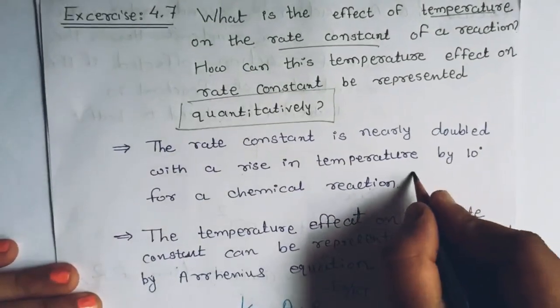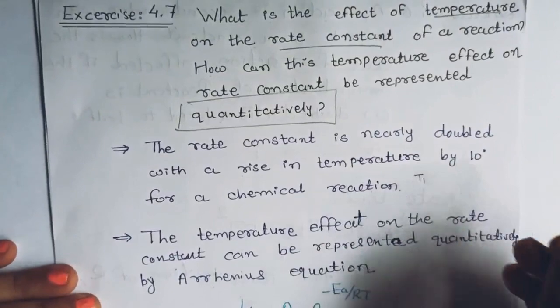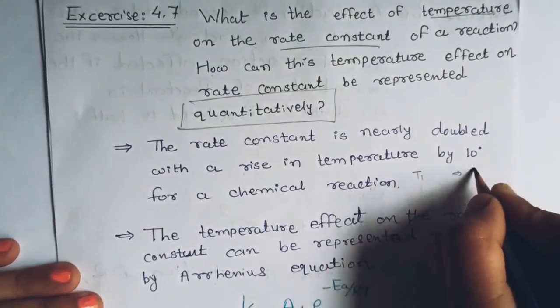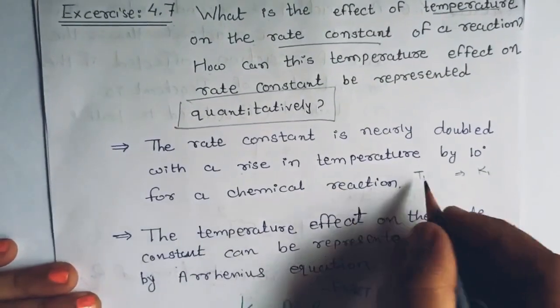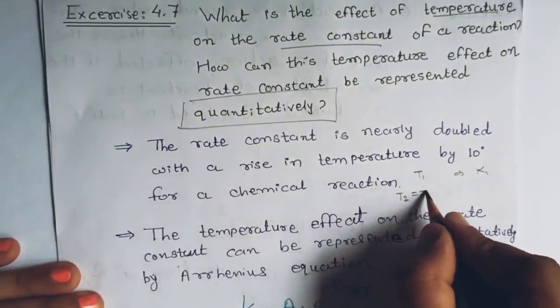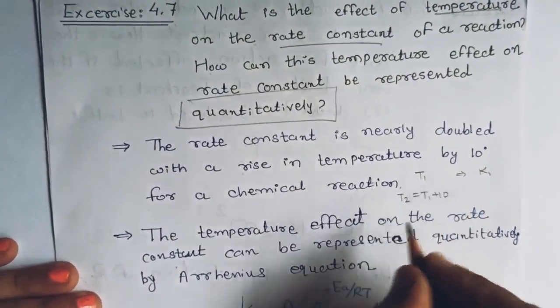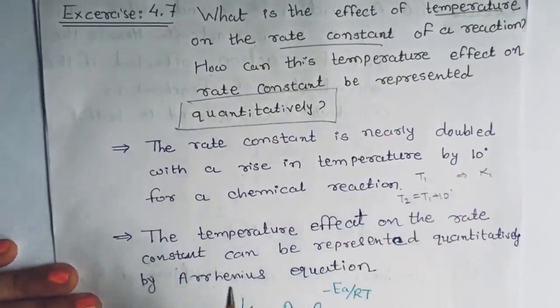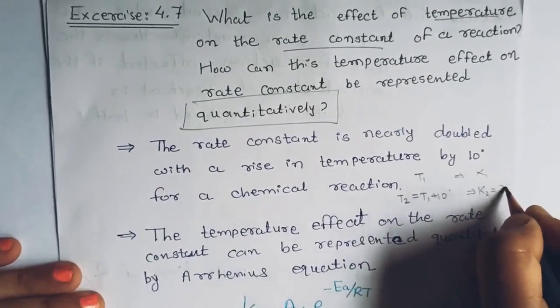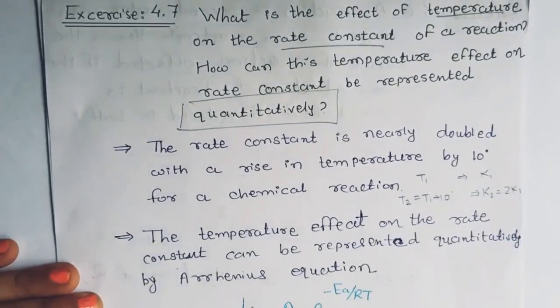We can say that suppose when the temperature is T1, then the rate constant will be K1. If we take T2, which is nothing but T1 plus 10, we are raising the temperature by 10 degrees, then our K2 will be double that K1.